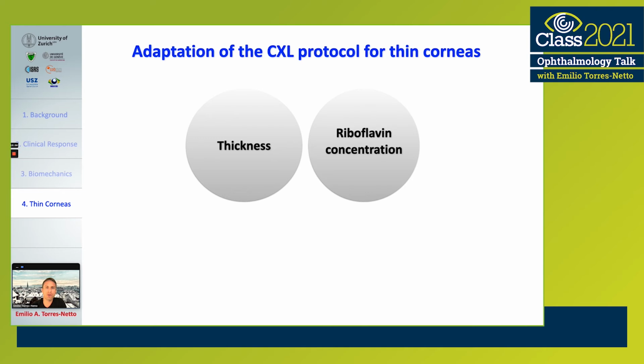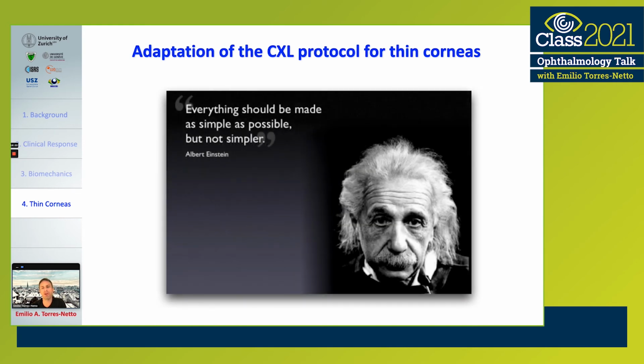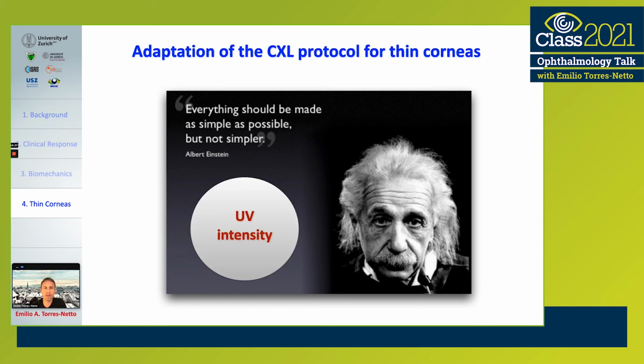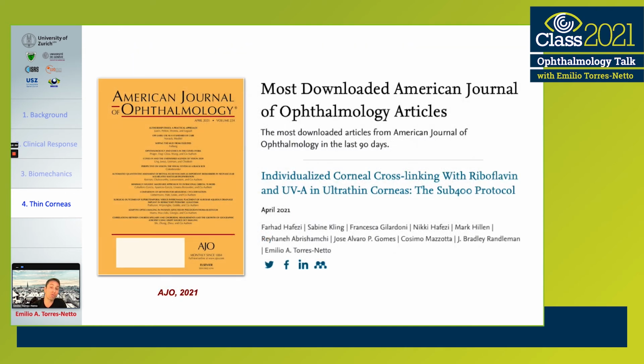So that's why our group and Farhad Hafez especially came with this idea, in which instead of modifying the riboflavin concentration of any protocol or even the thickness, we would make the adjustment for the cornea using only the adjustment in the UVA intensity. And the reason for this would be to simplify the method so that all the ophthalmologists, even with the oldest machine, could use this technology or this protocol.